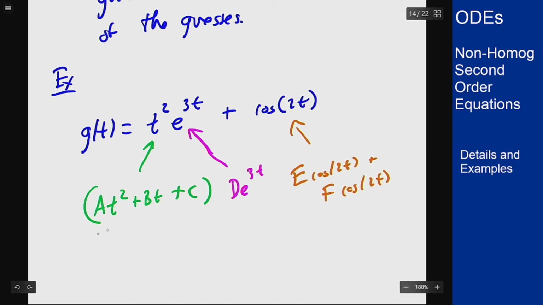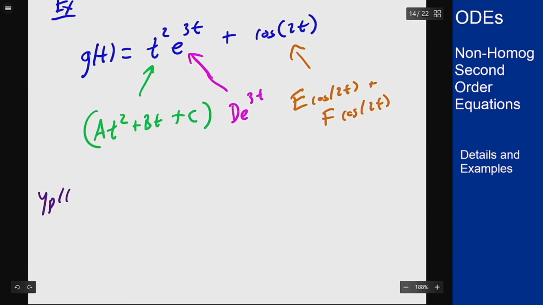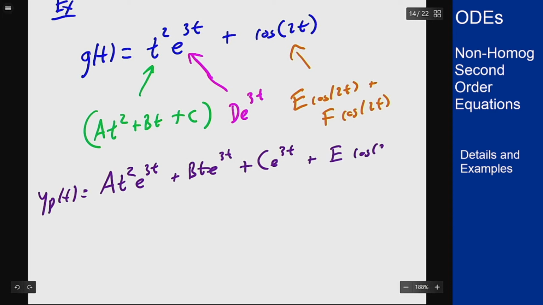Now when I multiply these together, I can kind of get rid of this d because it's just going to be absorbed into all the different constants here. We end up with 5 constants to solve for because my guess should be an a t squared e to the 3t plus a b t e to the 3t plus c e to the 3t, and then plus e cosine of 2t plus f sine of 2t. And this should have been a sine up here, by the way. That would be my guess for a problem like this.